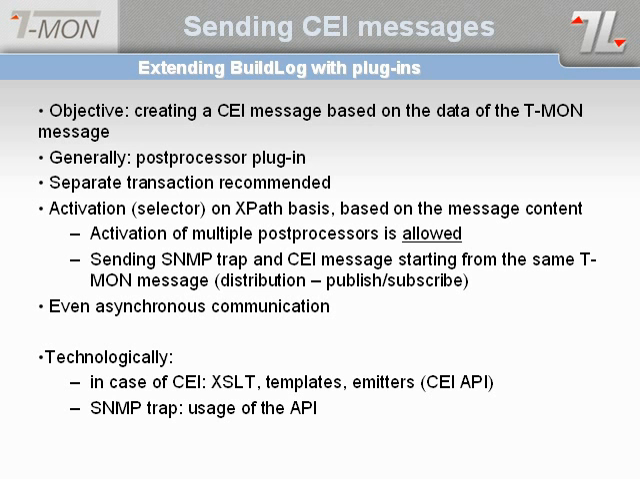In case of the post-processor plugin, it's worth separating processing from post-processing, since we wouldn't like the processing of the TMON message to fail because of notification. However, besides this, we can say that several plugins can be activated for a single incoming event TMON message. So nothing prevents us from sending both an SNMP trap and a CEI message based on an incoming message, if this is meaningful and requested by the configuration of the system.